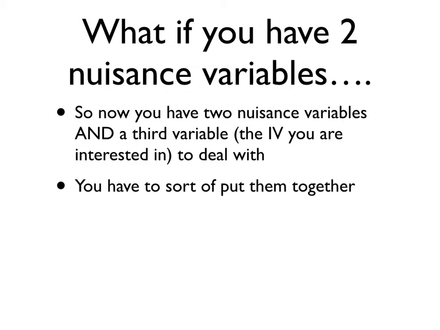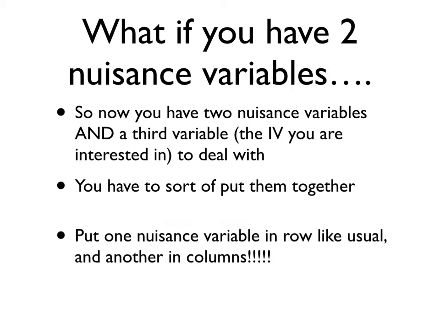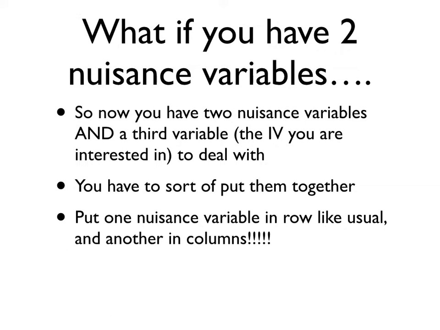You probably learned about Latin squares in design and analysis, right? 2127. Did you learn a little bit about Latin squares in that course? Just a little. It came up, yeah. I mean, not about the analysis, but about the design, right? So it comes up. Put the nuisance variable in a row like you always would, and put the other one in columns.